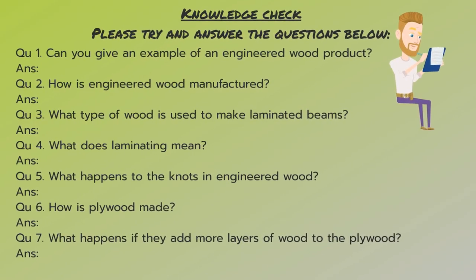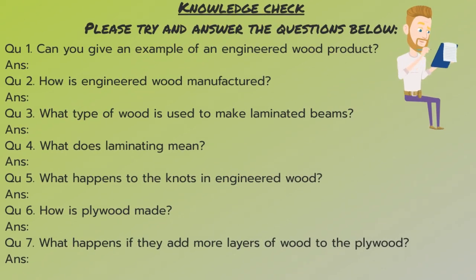Knowledge check. Please try and answer the questions below. Can you give an example of an engineered wood product? How is engineered wood manufactured? What type of wood is used to make laminated beams? What does laminating mean? What happens to knots in the engineered wood? How is plywood made? And what happens if they add more layers of wood to the plywood? Pause the video and have a go at answering the questions now.